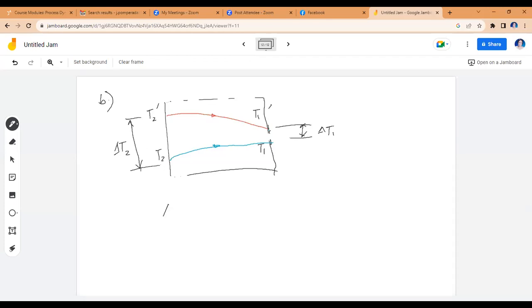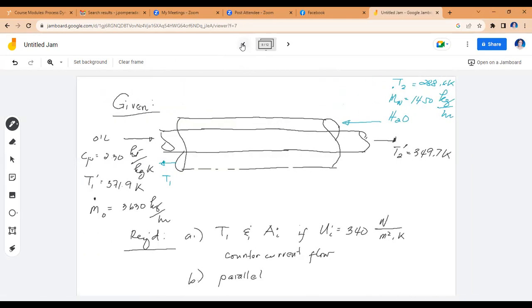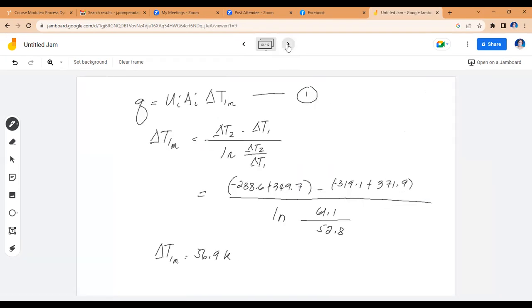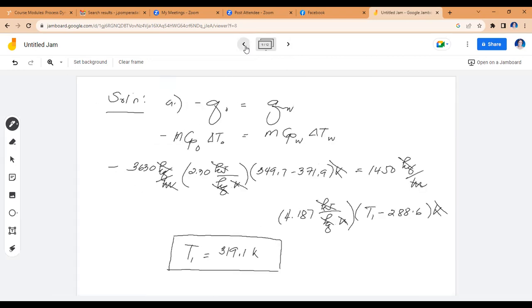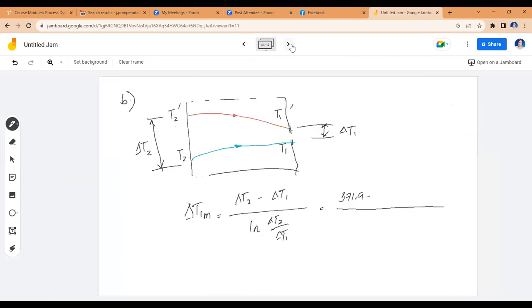So we'll have a different delta T log mean in this case. Formula is still the same. It's delta T2 minus delta T1. And you'll have here ln of delta T2 over delta T1. The same requirement for both. So you will have delta T2 will be this and this. So your oil inlet temperature is 371.9. We subtract from it the inlet temperature of water, 288.6 if I'm not mistaken. So 288.6.